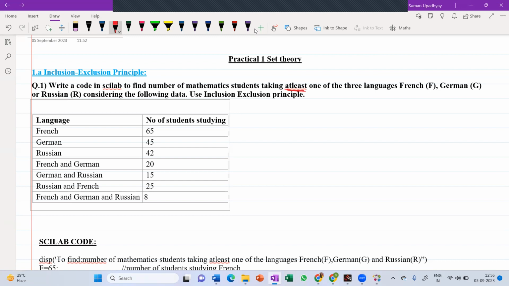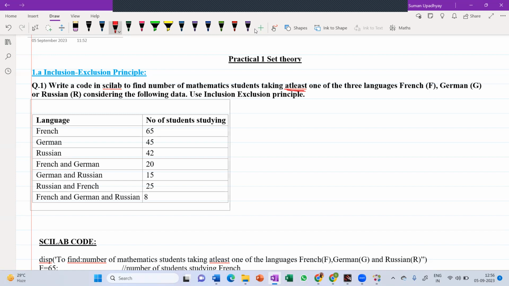So we want those students who have taken at least one of the languages, either French or German or Russian. So you can understand by this what we have to find out exactly. All right. Let us recall the formula of the principle of inclusion-exclusion first, and then we will see what we have to find out.